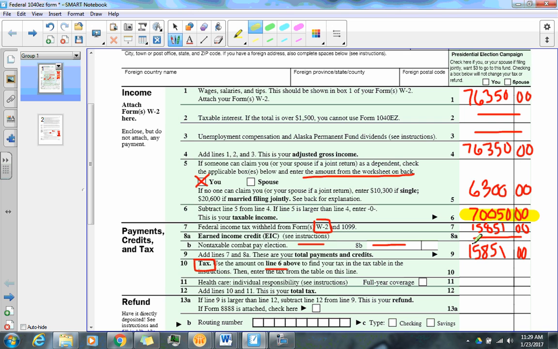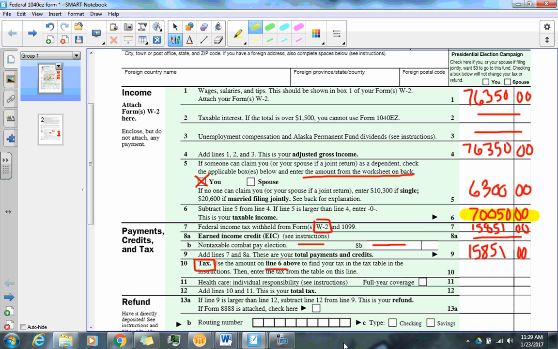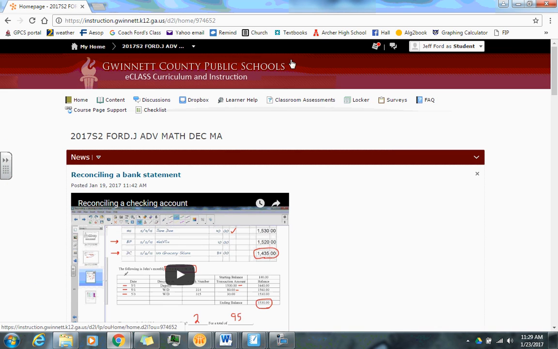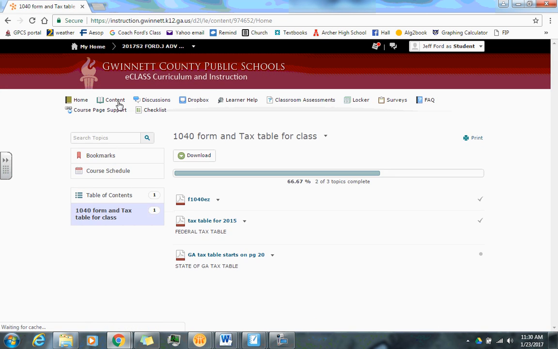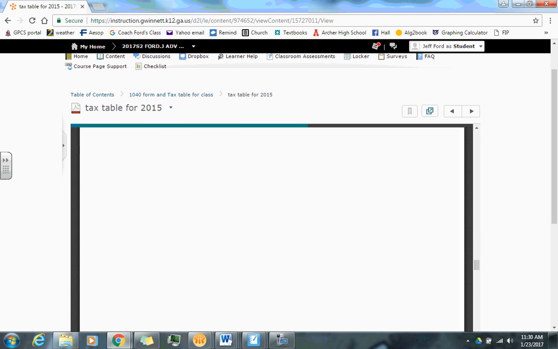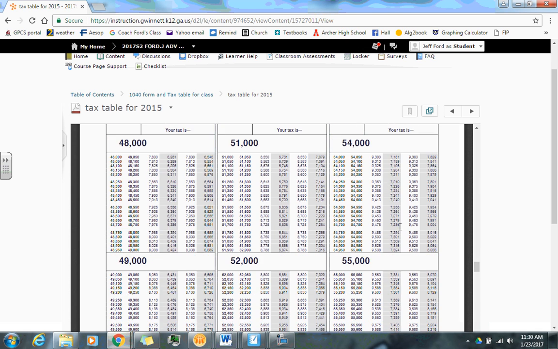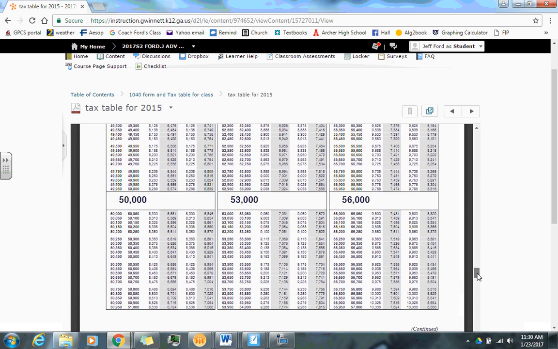All right. So from here, you're going to have to go to that tax table that's on E-Class. So here is E-Class. Go to Content. Go to the federal tax table. I labeled it right here. And in your little window here, you're looking for 70,050, because this table is going to tell us exactly how much money you should have been taxed.